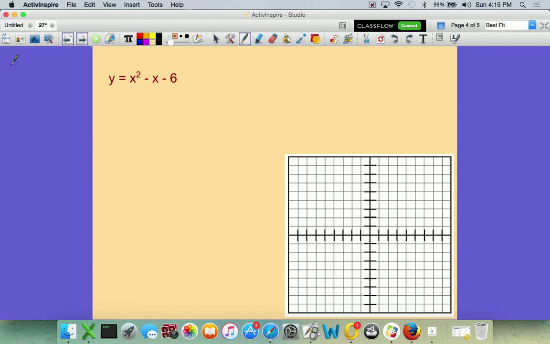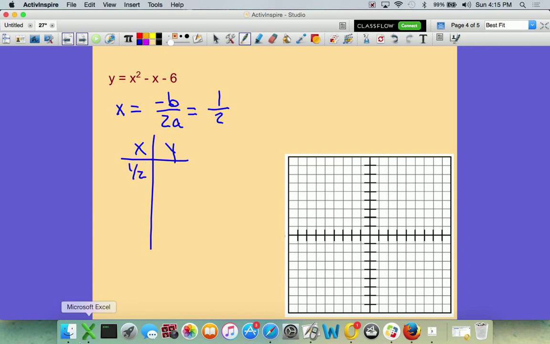Next one, same concept. X equals -b over 2a. So we've got a -1 over 2 times 1, which is 1/2. Still a fraction, but we can do it. So we throw a 1/2 in there. 1/2 squared is a 4th. A 4th minus a 1/2 is -1/4. Minus 6, that would be -6 and a 4th.